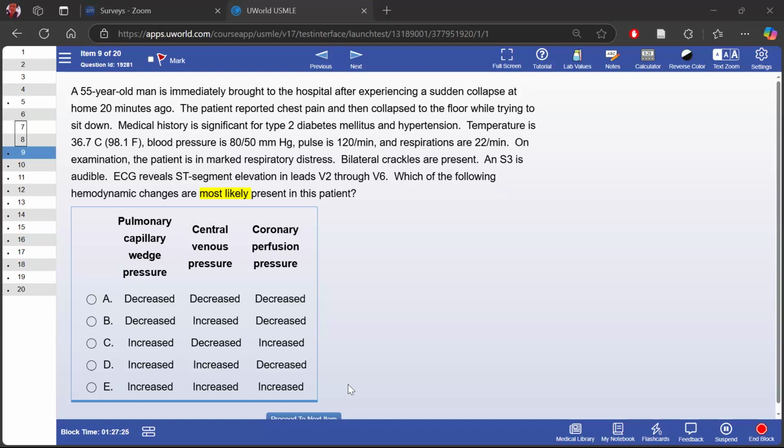And then coronary perfusion pressure is the pressure that perfuses the coronary artery, right? Let me ask you guys this. How will I calculate coronary perfusion pressure? What will be the mathematical expression? It will be the pressure difference between which two vessels?